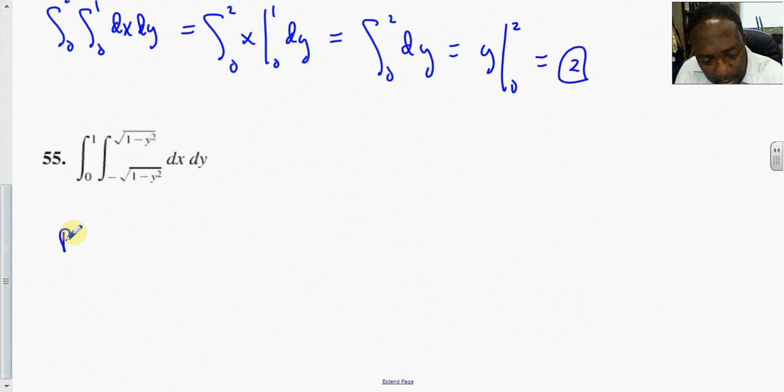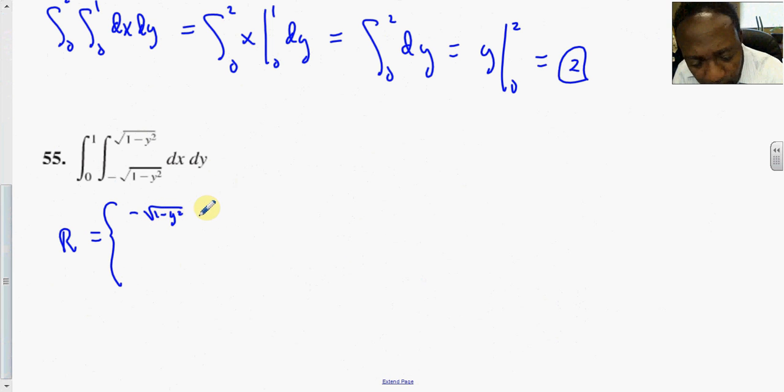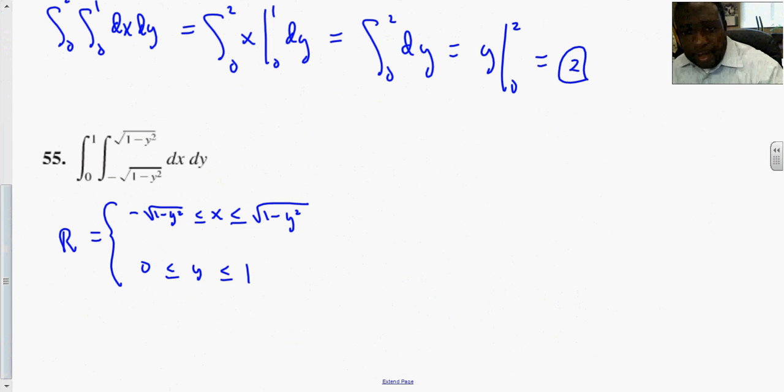So this region here is defined. X goes between these two sectors of a circle. So a quad sector. So here we have negative square root of 1 minus y squared is less than or equal to x, less than or equal to the square root of 1 minus y squared. And then y goes from 0 to 1. Well, let's see how that looks graphically.